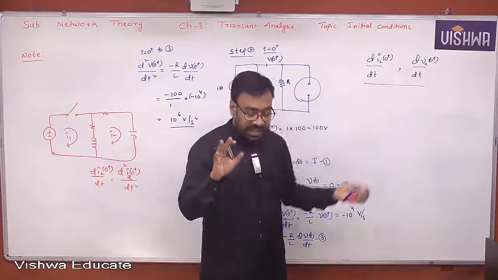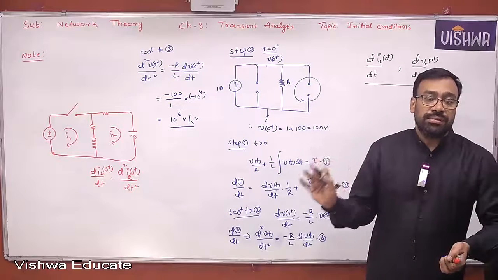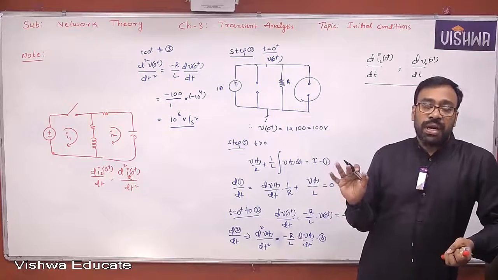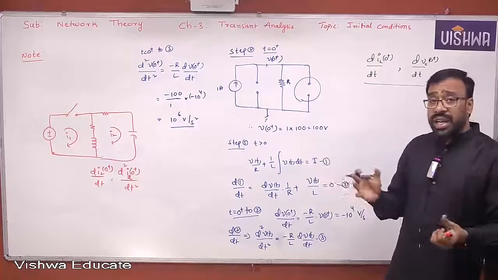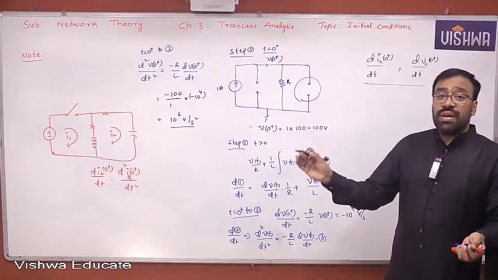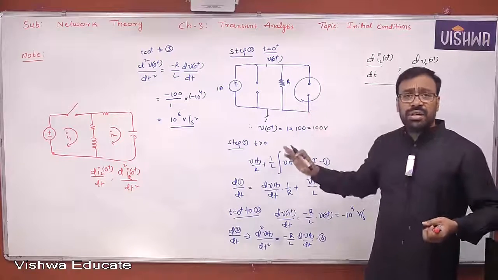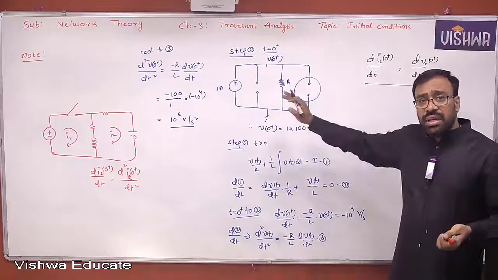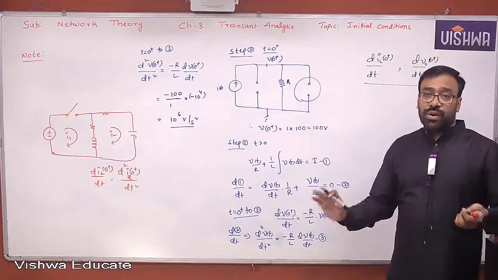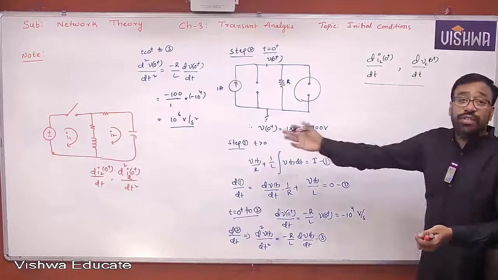I hope you understand. In the exam so far, it is asked only the first order derivative terms, either dIL of 0 plus by dt or dVc of 0 plus by dt. Understand, all of you? In case for any reason you unexpectedly get a question which consists of other than current through inductor and voltage across capacitor, the first order derivative terms, or any higher order derivative terms, definitely you have to go for the step-by-step approach, the third step, without any hesitation. Understand, all of you? But these two quantities can be determined without obtaining the differential equation.